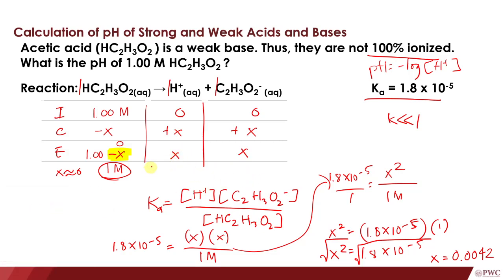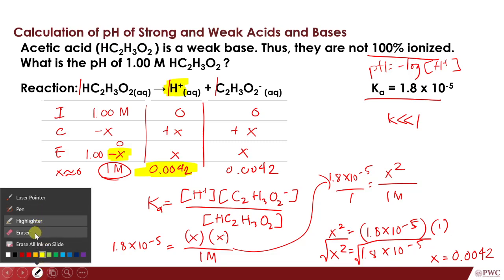Again, here x is equal to 0.0042. The same thing for this one, 0.0042. And again, we are finding for the pH, so we need to look for the concentration of H plus. And again, that's here H plus is equal to 0.0042. So we can now solve for our pH.